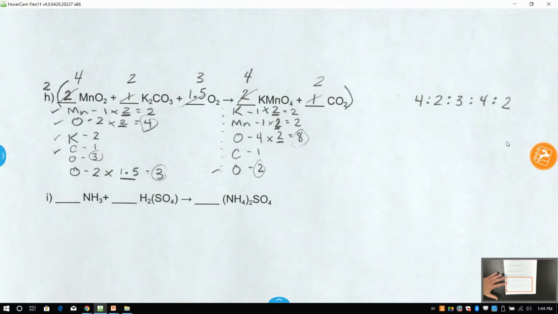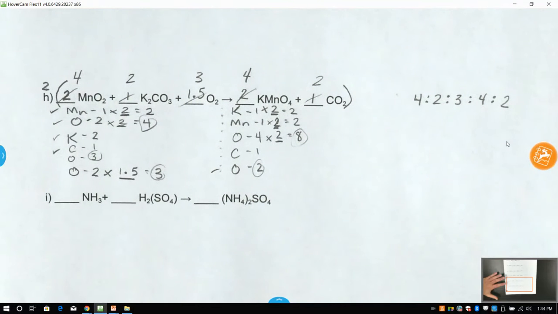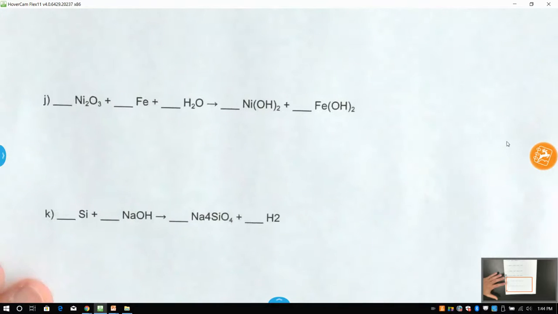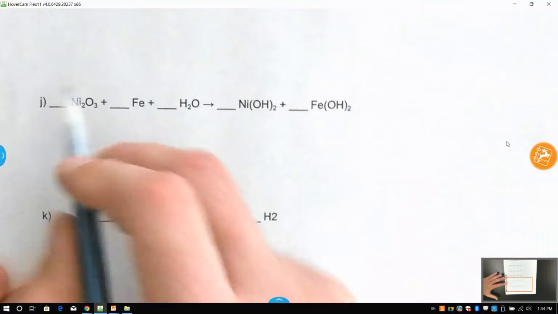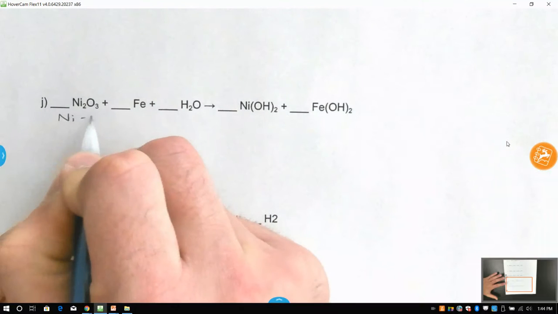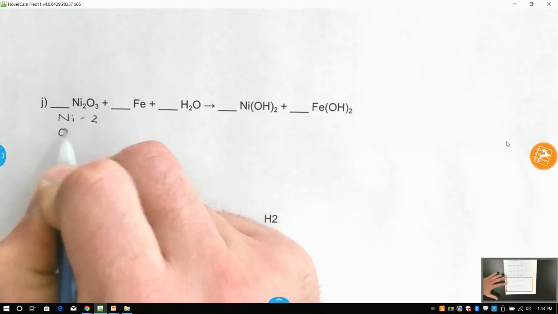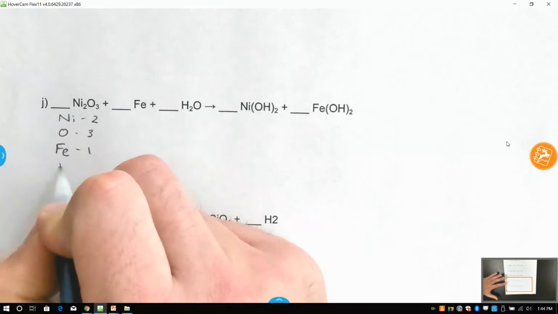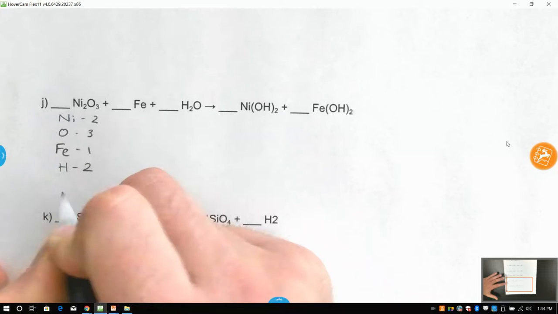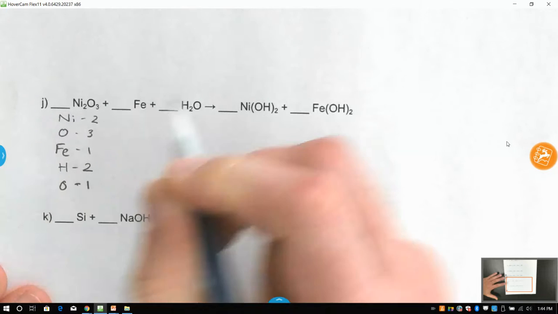Now the rest, guys, should be pretty straightforward. The only other one would be letter J. I'm just going to set up the inventory part for that. So we have Ni. There's 2 of them. So we have 2 nickel, 3 oxygen, 1 iron, 2 hydrogen, and 1 oxygen.